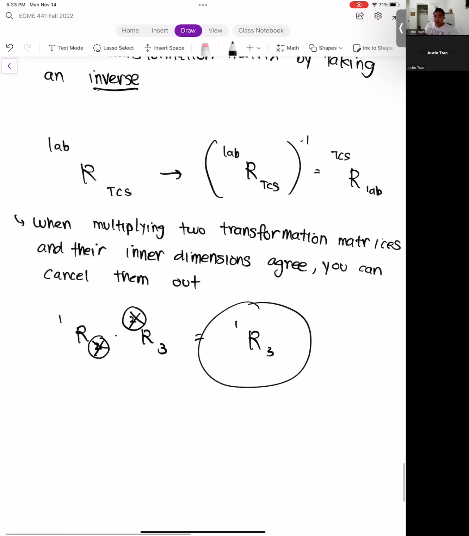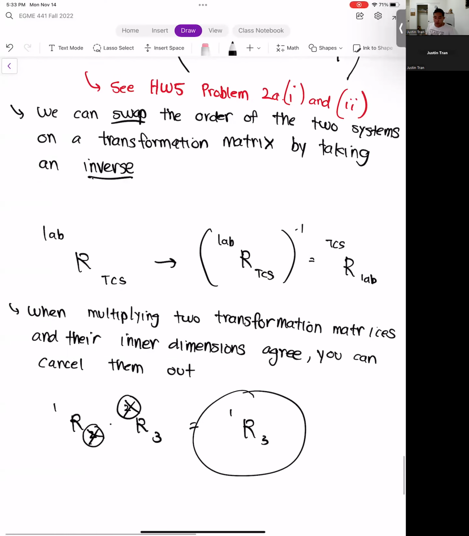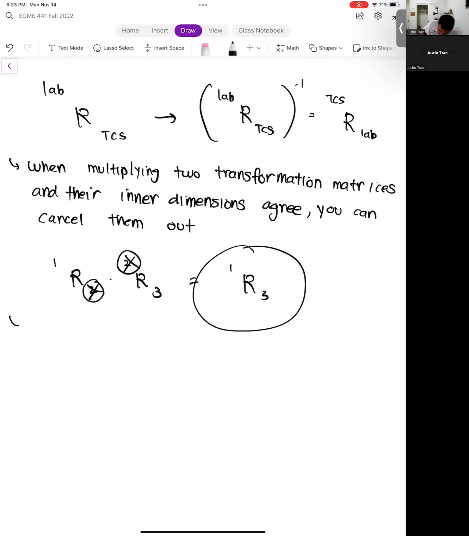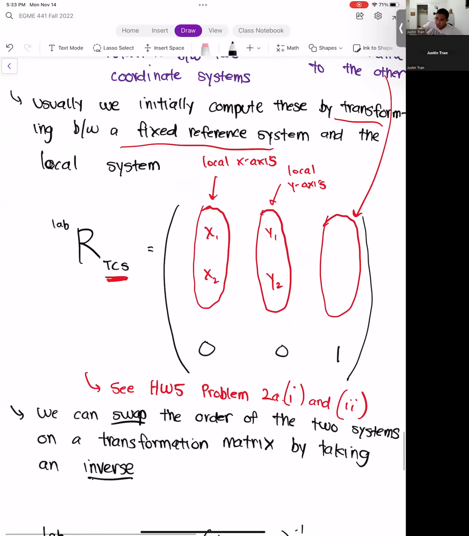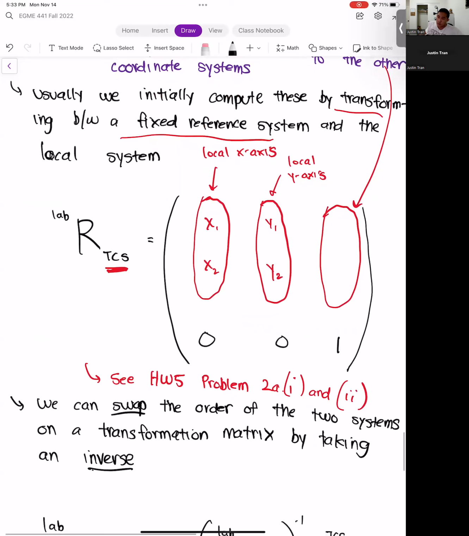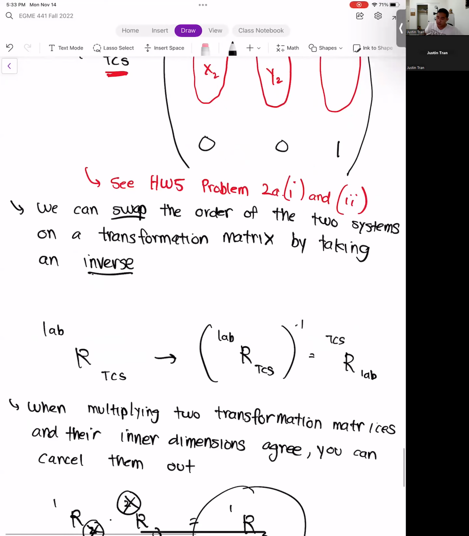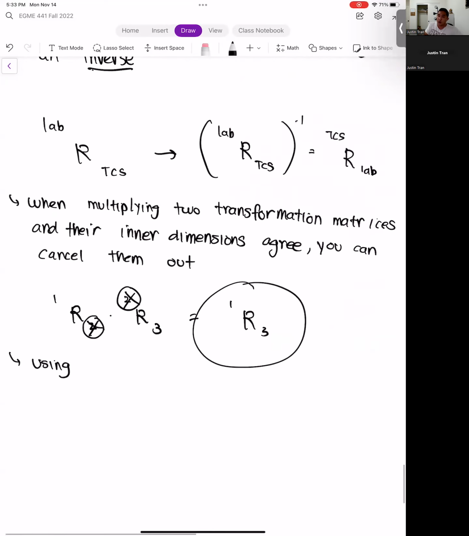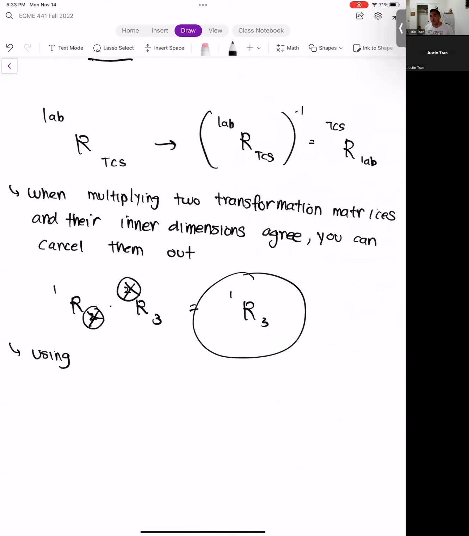Using these two properties, some inverses and some multiplies, you're able to form transformation matrices between any two systems on a motion capture setup. Starting with forming the initial transformation matrices, and combining them with the inverse property and the multiply property, in theory you should be able to form transformation matrices between any two coordinate systems on a person's body.